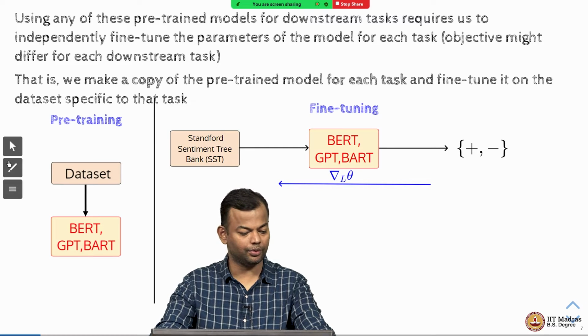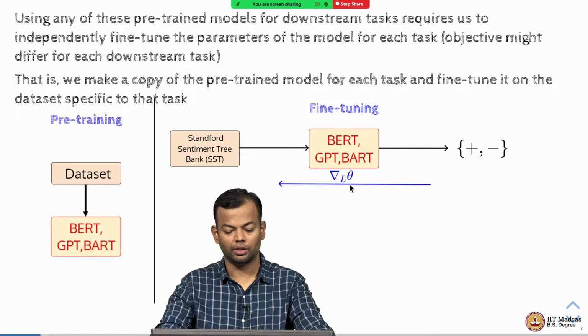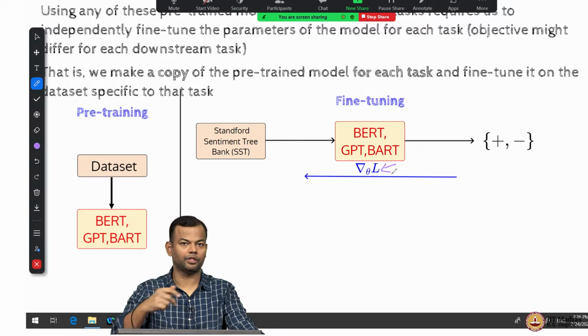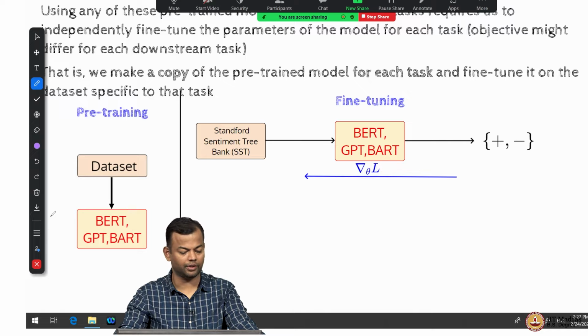This notation is probably a bit confusing, maybe I'll change it. Yeah, so I just changed the notation. This is the derivative of the loss function with respect to theta. I think this is the form that we have been using in earlier material, so I'll just stick to that.